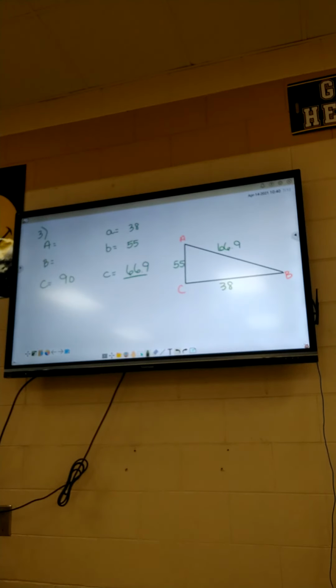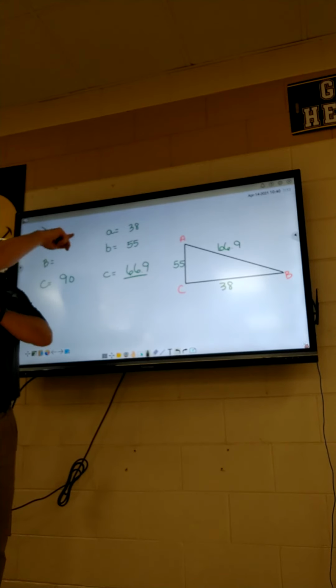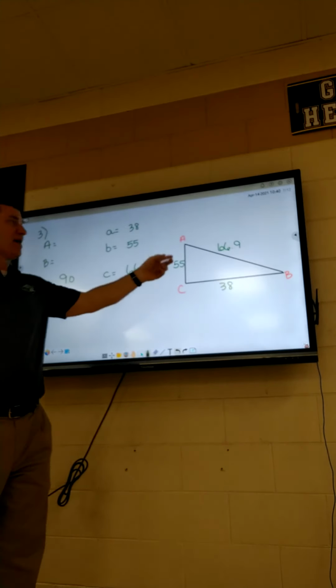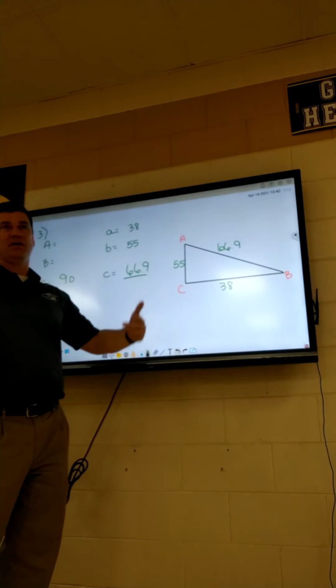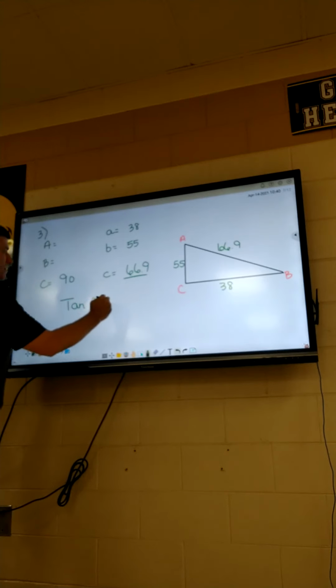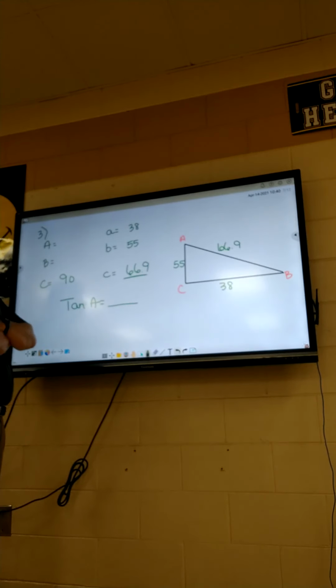All right, Banner, which formula do I have to use on this one if I've got all my sides with a number on it? You can use any formula you want on this one, guys. We got all the numbers on all the sides. Banner says use tangent. We'll use tangent. What goes on top if I use tangent? 38 over 55.